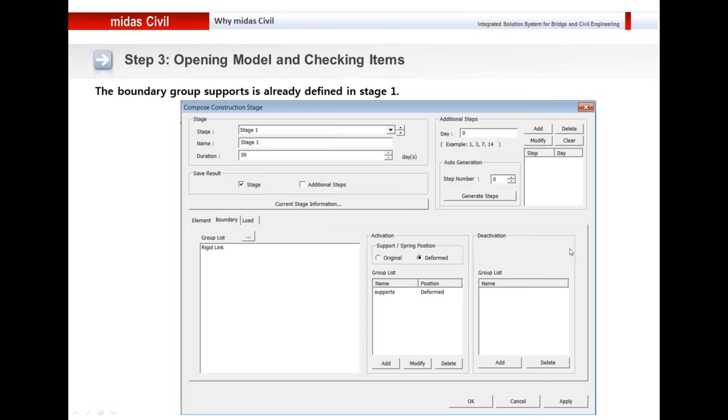As I said, the supports are automatically defined in construction stage number 1. When you define the group as supports, this group is automatically activated in stage 1, because when I created the model, I put it here. Just to talk about this particular dialog box, in the compose construction stage dialog box, you can activate the elements which appear in the construction stages. You can activate or deactivate the boundaries, and you can activate and deactivate the loads.